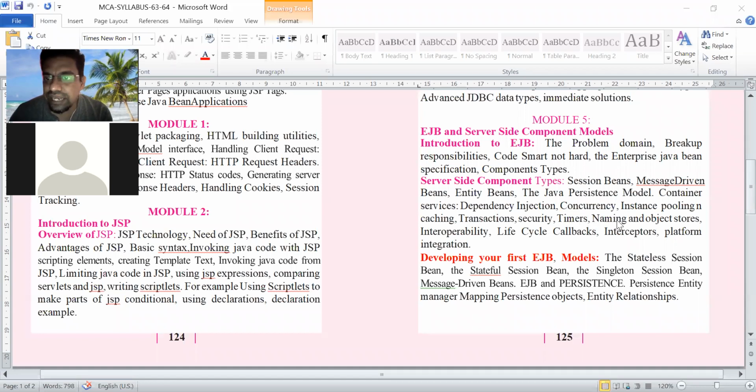I think there are only one or two slides. That is the definition: what is transaction, what is security, what is timer, naming and object stores, and so on.